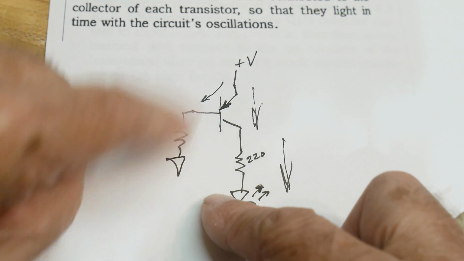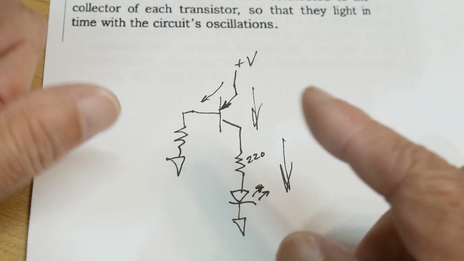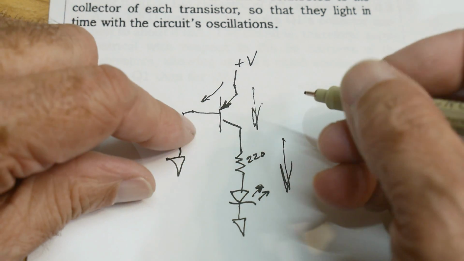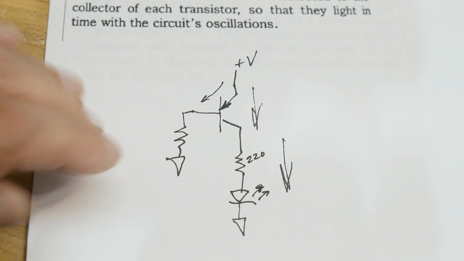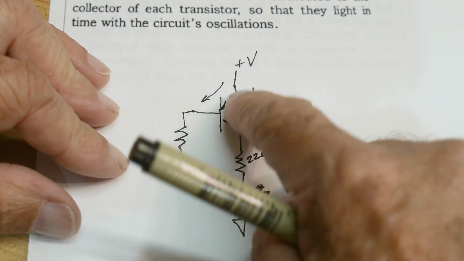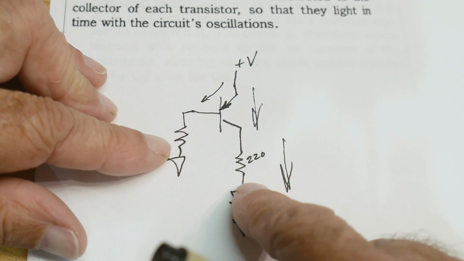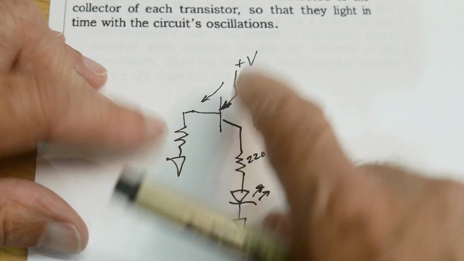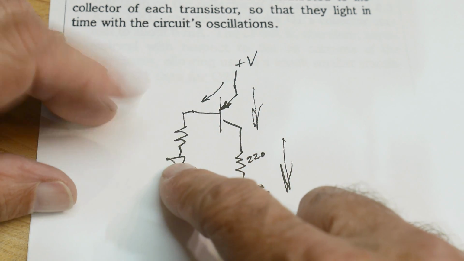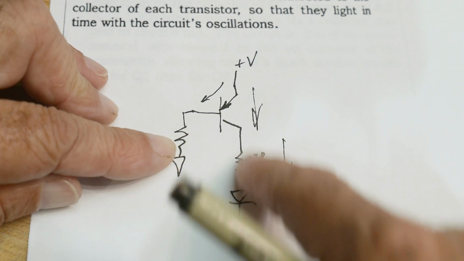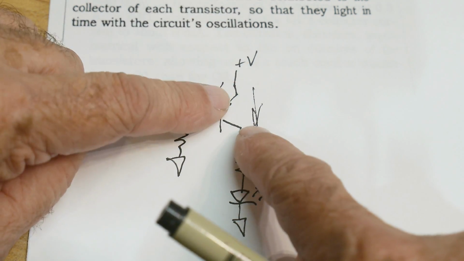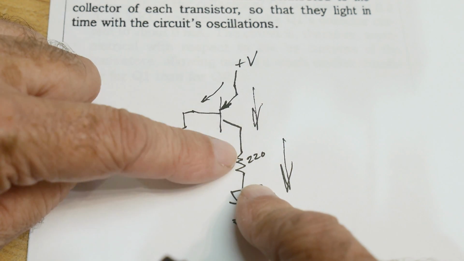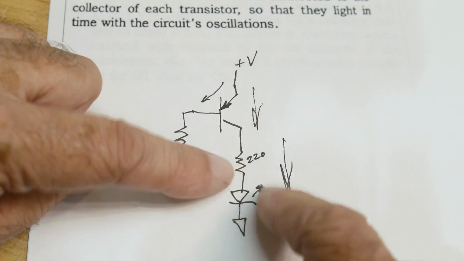If you have a normal transistor like a 2N, we're using a 2N3906, it has a beta of about 100. So if you have 1 microamp going this way, you'll have 100 microamps going this way. If you have 1 milliamp going this way, you'll have 100 milliamps going this way. And so you choose this resistor so this guy is on enough to turn on the LED.